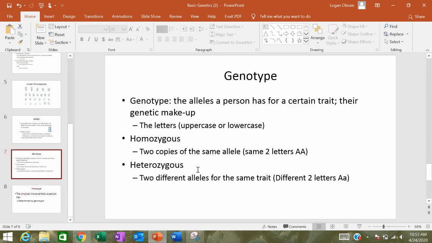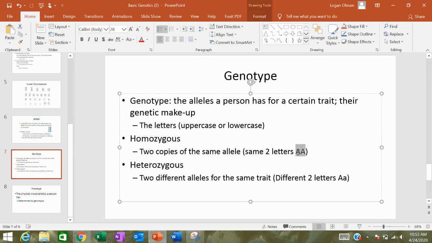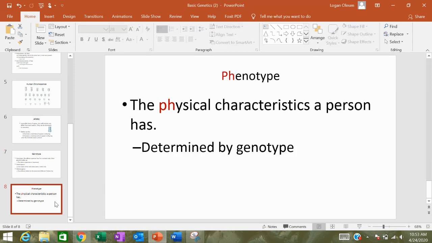So, as you probably understand, your DNA literally doesn't say AA in it, or your allele isn't just an AA. That AA represents something, whether it be homozygous or heterozygous. So maybe you're homozygous capital B, which is representing black hair. So your genotype might be capital B, but your phenotype will be black hair. So the phenotype is the actual physical characteristic of what the genotype is showing.